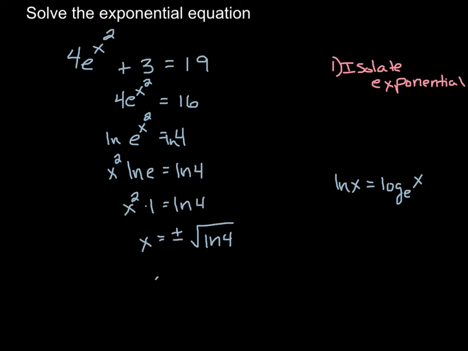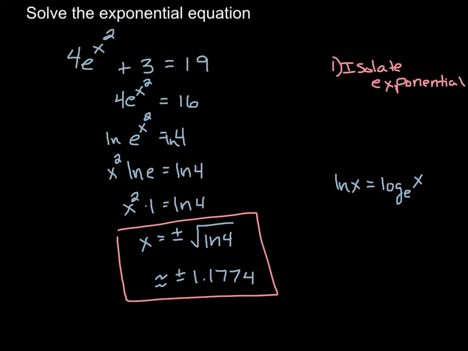Okay, and that's our exact answer. So now I'm just going to give the approximate. So we have the square root of the natural log of 4. Again, this is all stuff you plug into your calculator. And that gives us approximately plus minus 1.1774. Okay, now I just solved a bunch of exponentials using logarithms. Good stuff.